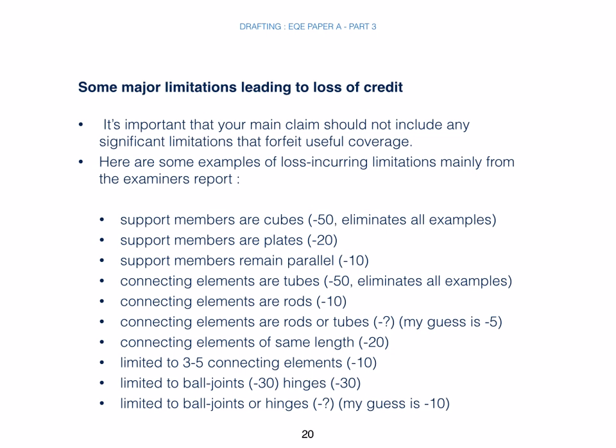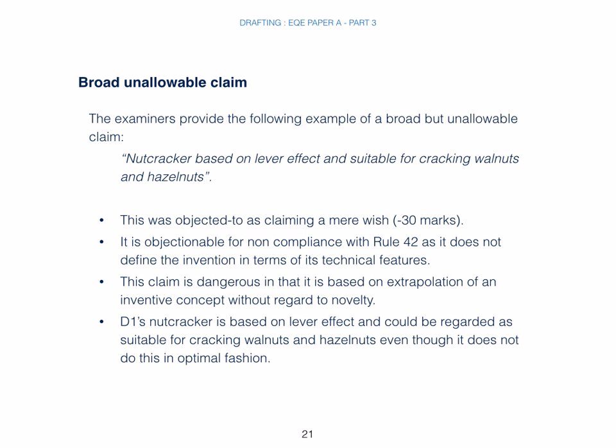So be careful when you check your claims. You must be sure that you don't exclude a described embodiment or a described variation, the examples being given above. Next, we'll discuss a broad but unallowable claim presented by the examiners. Here, the examiners give this claim.